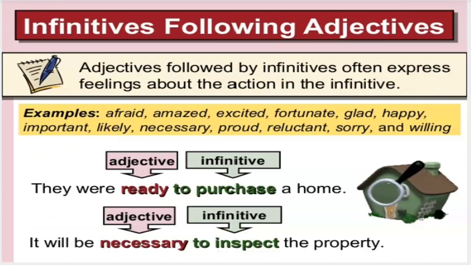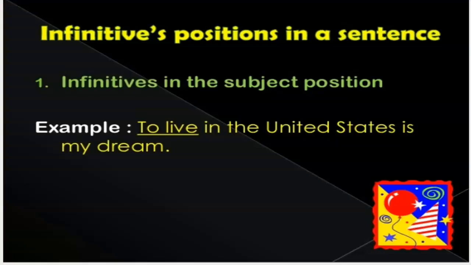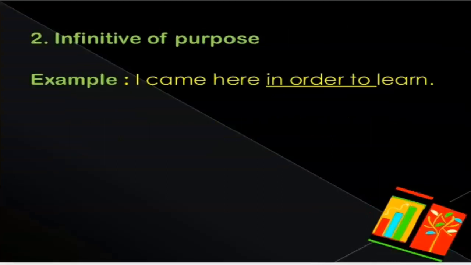These all are the adjectives after which the infinitive can be used. Now, how to position the infinitive in a sentence? The first position, it can be used in the subject position. To live in the United States is my dream. This means in this sentence, to live, the infinitive, is being used as the subject. Therefore, the infinitive can be used as the subject in the subject position.